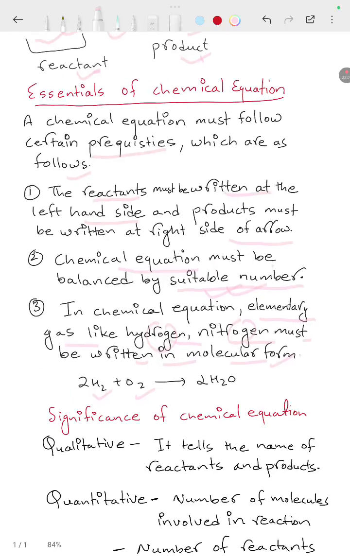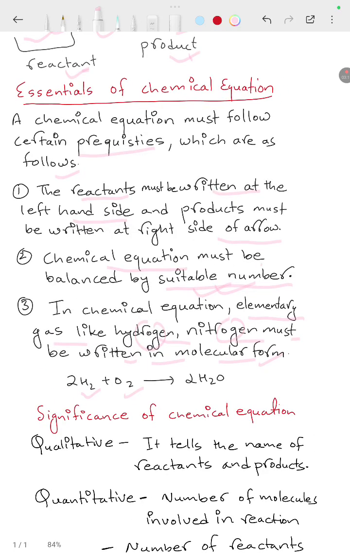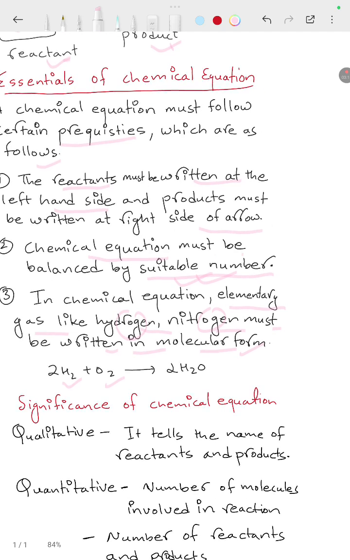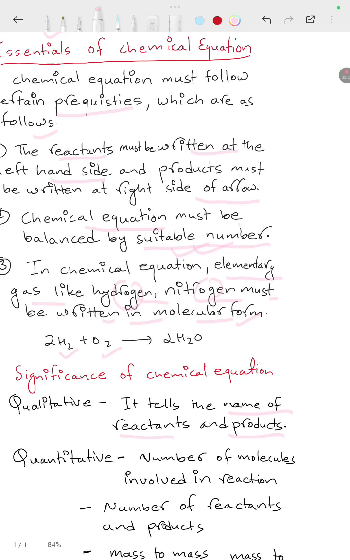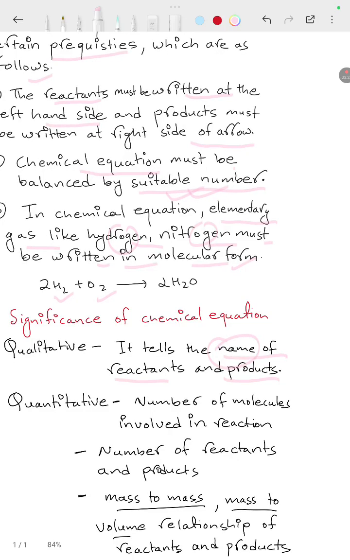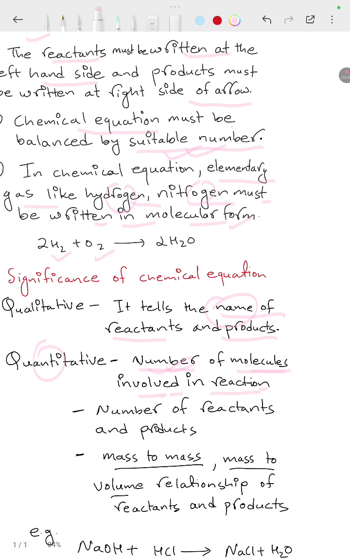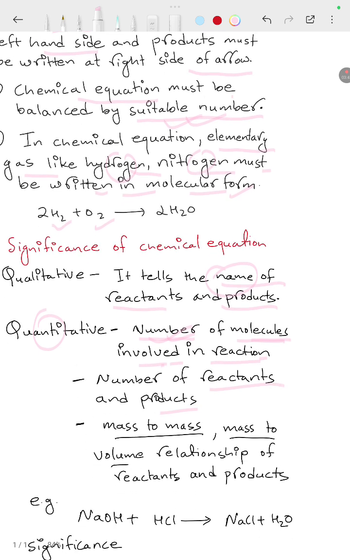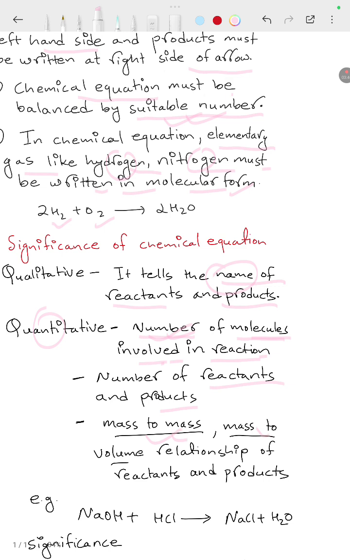And what is the significance of a chemical equation? A chemical equation has two types of significance. One is qualitative and another is quantitative. Qualitative significance tells us the name of the reactants and products involved in the reaction. And quantitative means the number of molecules involved in the reaction. It also gives information on the number of reactants and products, and the relation of mass to mass and mass to volume of reactants and products.